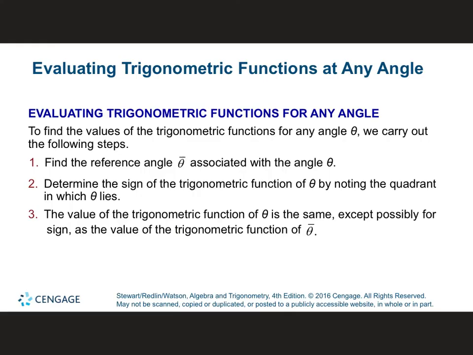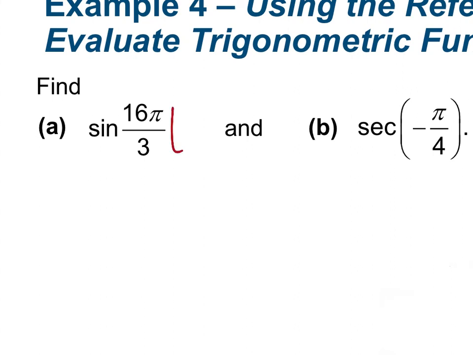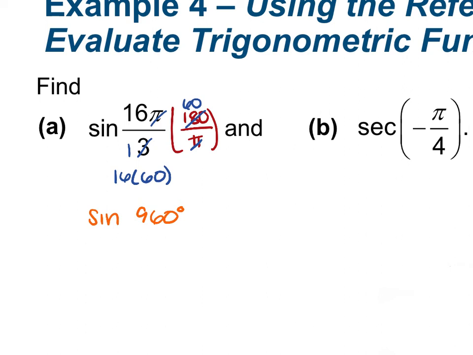We're going to continue to find reference angles. For example, for A, we're given sine of 16 pi over 3. I want to turn this 16 pi over 3 into degrees so it makes my life a little bit easier. I'm going to multiply it by 180 over pi. The 3 becomes a 1, 180 becomes 60, so I'm doing 16 times 60. 16 times 60 gives me 960 degrees. I'm using the 960 degrees to find the reference angle.